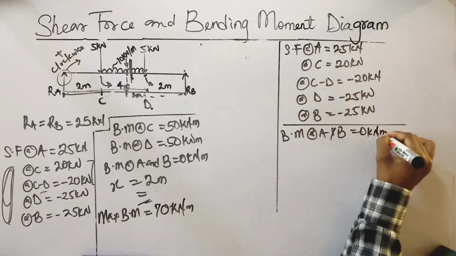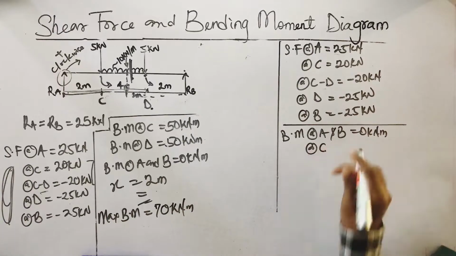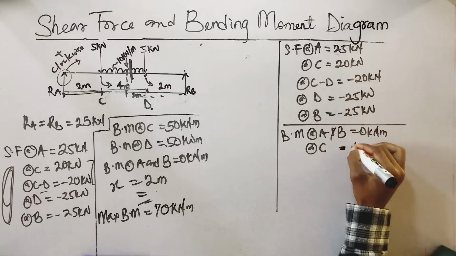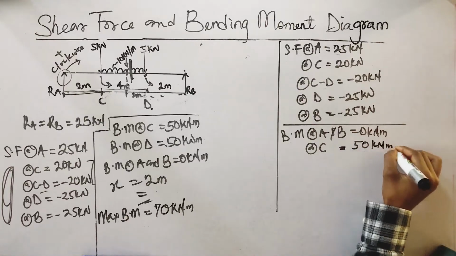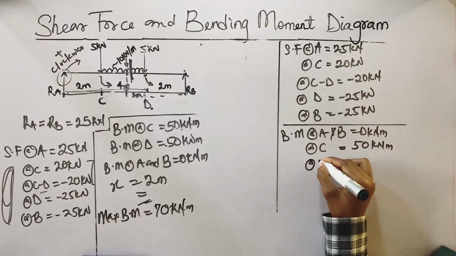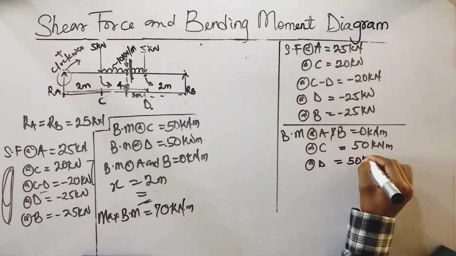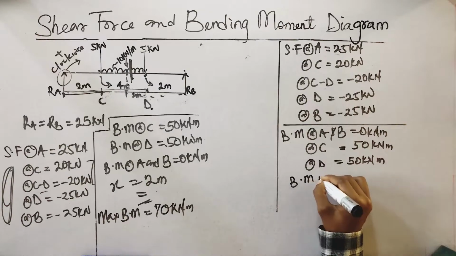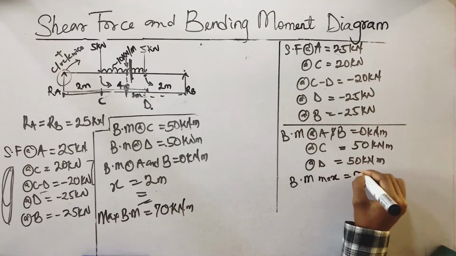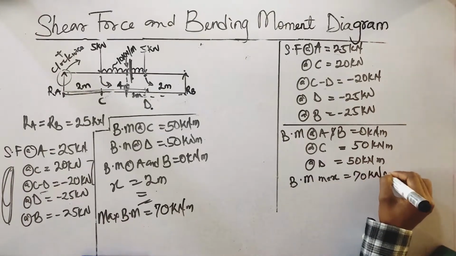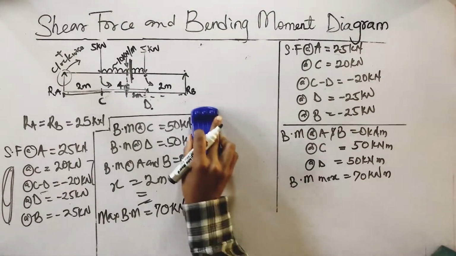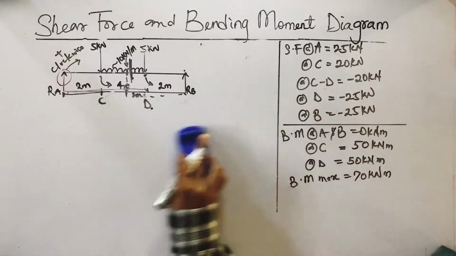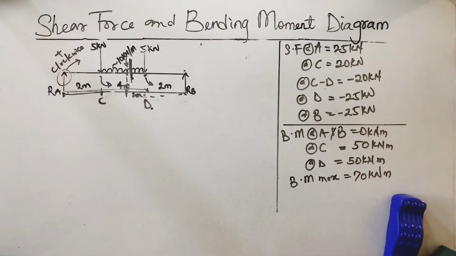So I have bending moment at A and B to be equal to 0, at C to be 50 kilonewton meter, at D to be the same 50 kilonewton meter, and we have our maximum bending moment to be 70 kilonewton meter, which occurs at a distance 2 meters from C.